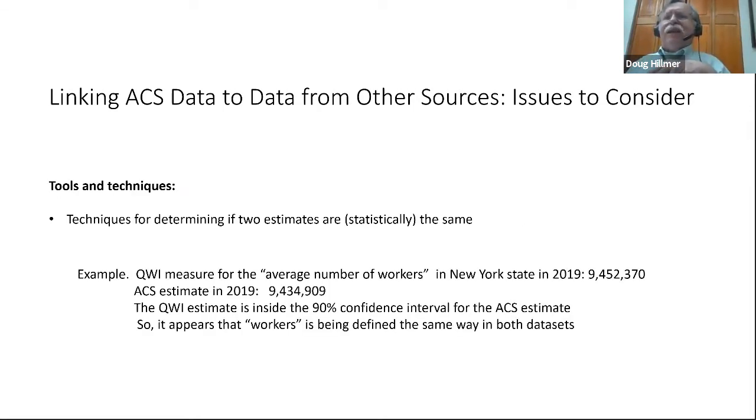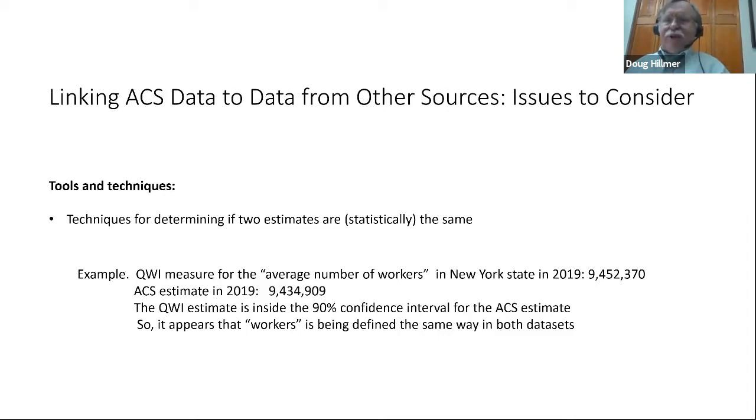In terms of tools and techniques, I really don't have much to contribute at this point. There are lots of tools out there that are much more sophisticated than what I'm doing right now. But one simple thing to do is simply say, well, if these are the same things, let's see if we get the same results, looking at both the ACS side and the other data source. In this case, I'm looking at the quarterly workforce indicator measure for average number of workers in the state of New York in 2019.